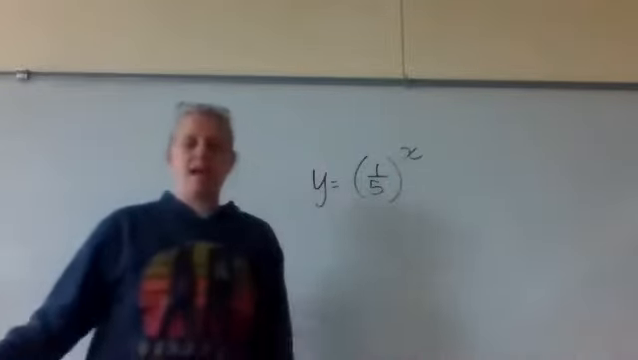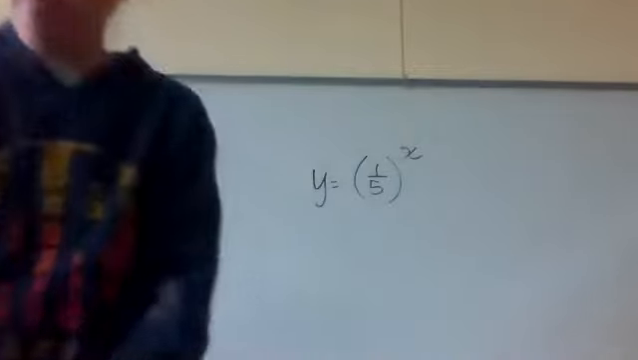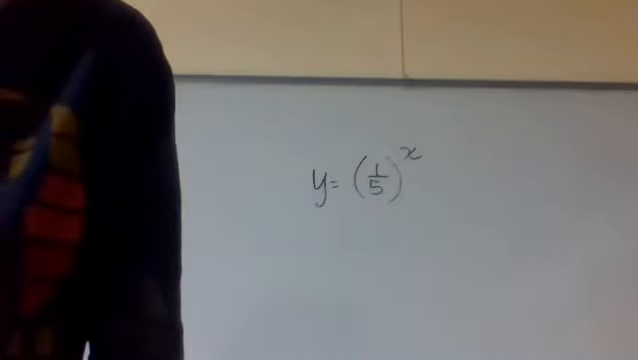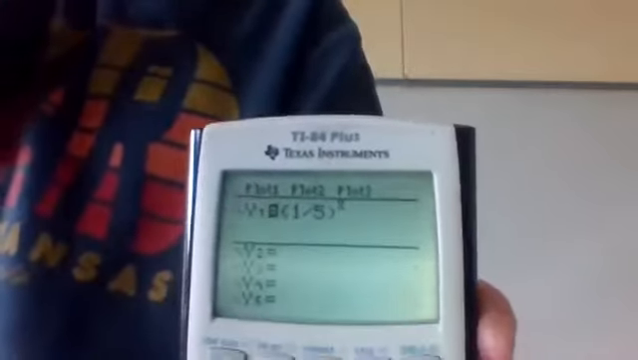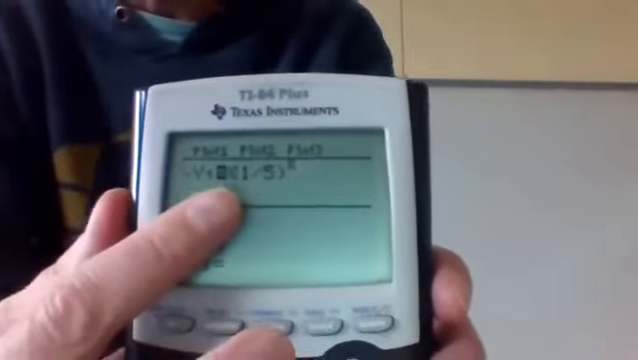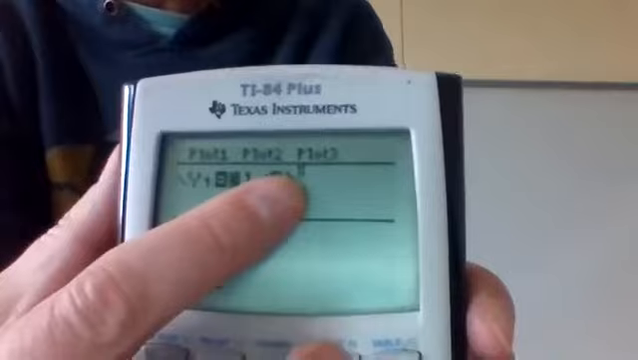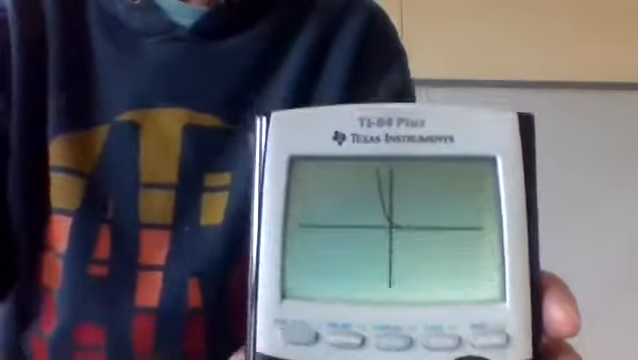Okay, so this is going to be an exponential graph, and this is something, again, you can just simply put in your y equals, right? So if you go to your y equals and simply just type in what that function is saying, with the 1/5 in parentheses, the x in your exponent, and graph it, that will show you the shape of the graph.